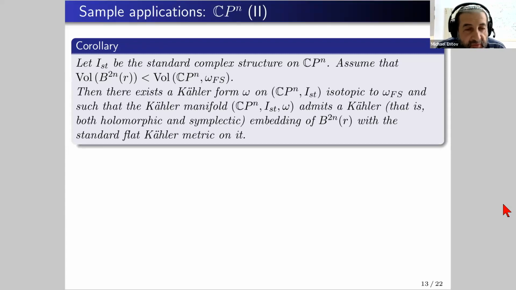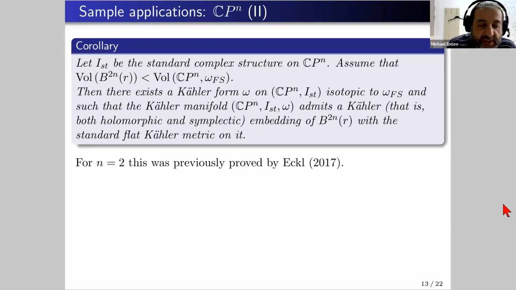So basically it means that if you look at CPN with the standard complex structure, you can always pick a Kähler form such that the resulting Kähler metric is flat on an arbitrarily large part of your manifold, volume-wise. So it means that you can pick your Kähler form so that the whole curvature is squeezed into a very tiny part of your manifold. Away from that part, your Kähler metric is not just flat, it's just standard. So you have a standard flat ball sitting in there. Okay. And actually for n equal to 2, this was previously proved by Eckel.